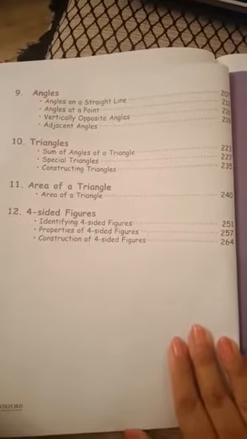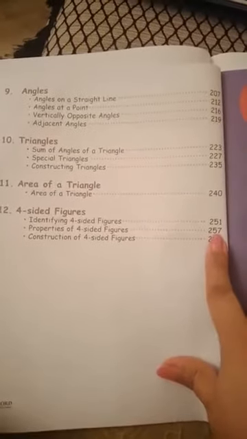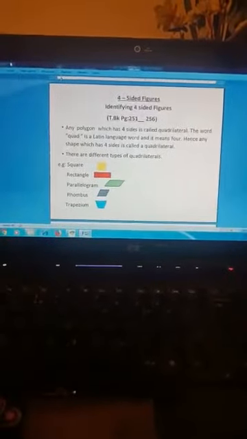Today we are going to start our last chapter, which is four-sided figures. So it's on page 251 of your textbook. So please open that page. Four-sided figures. We have seen many four-sided figures in our surroundings, and you all have done the properties of squares and rectangles in grade 4 as well. This time you will be taught about some new types of four-sided figures.